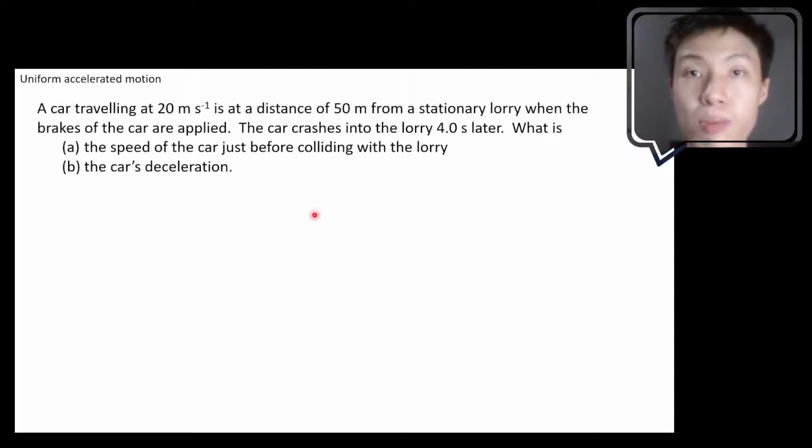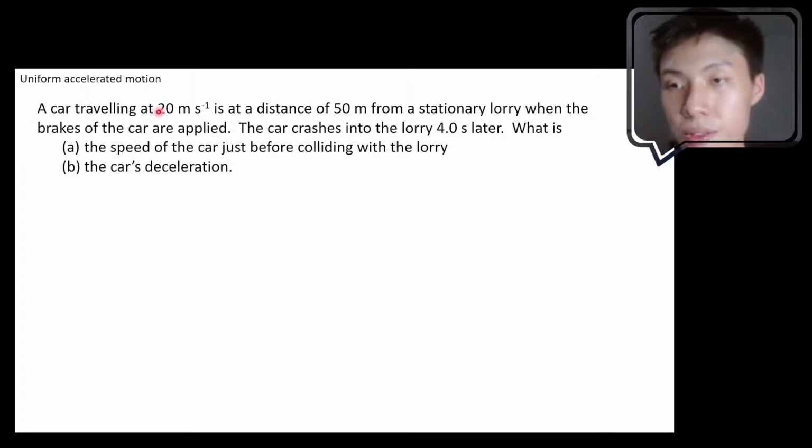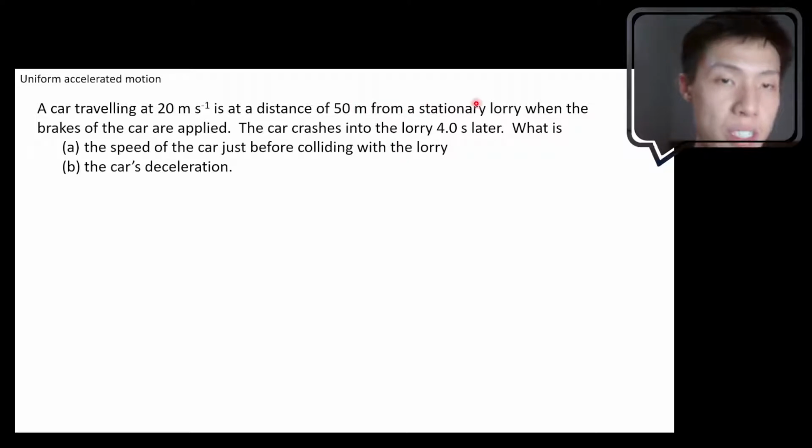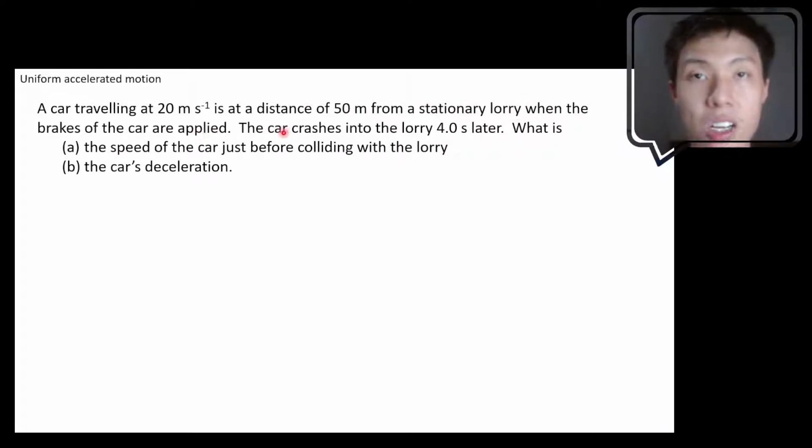Let's try to solve this problem here. A car is traveling at 20 meters per second, is at a distance of 50 meters from a stationary lorry when the brakes of the car are applied. Then the car crashed into the lorry 4 seconds later. We stop here. We try to visualize the situation first before we move forward to look at the sub-question.